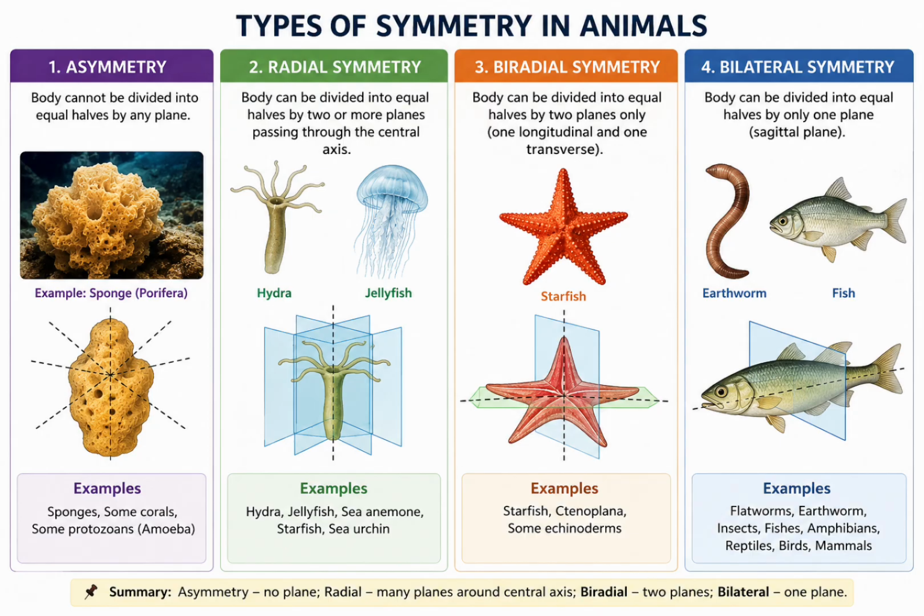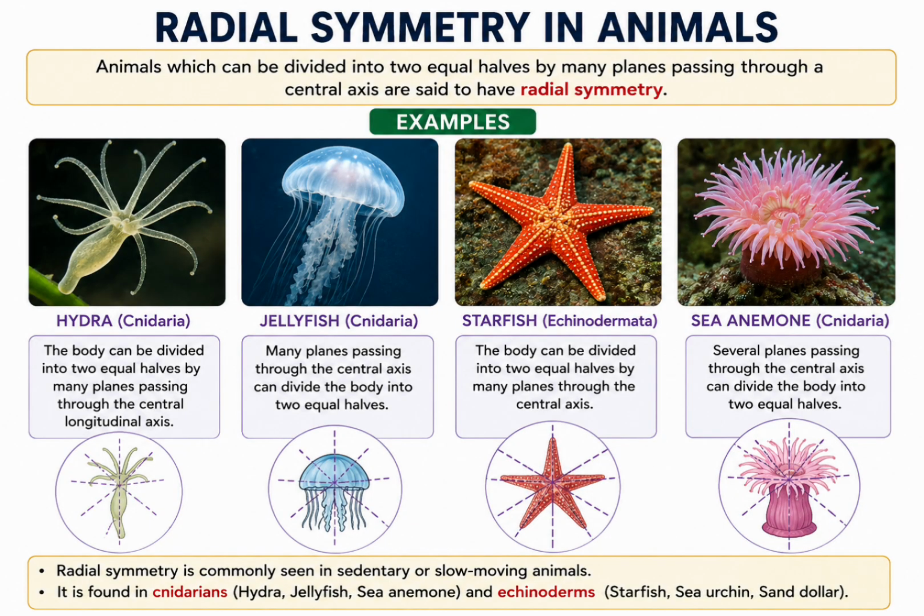The second type of body symmetry is radial symmetry. In radial symmetry, any number of imaginary planes passing through the central axis divide the body into two equal halves. Just think of a bicycle wheel. No matter where you pass a line through the center, both sides remain equal. Examples are hydra, jellyfish, sea anemone, adult echinoderms like starfish and sea urchin. But yes, another important thing, remember, the larval form of echinoderms is bilaterally symmetrical, not radial. Okay, so remember, this is a frequently asked question.